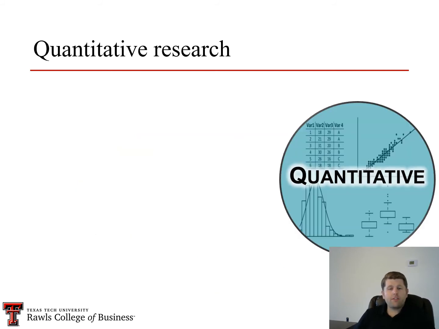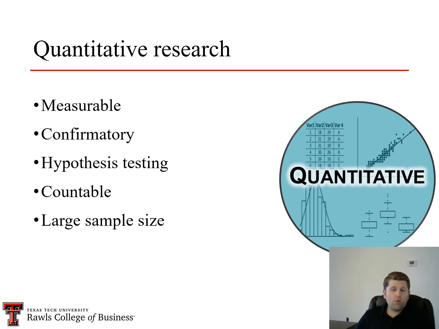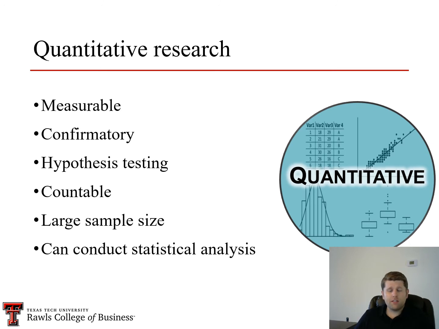So we have two types of research that we'll talk about: quantitative and qualitative. First is quantitative, and the key aspects of quantitative research are that it's measurable. We are trying to confirm something. We can test hypotheses. You can count this, so any type of number. And typically with quantitative data, we would want a large enough sample size. Often this would be like 100 to 250 participants, if not more. We can also conduct statistical analysis.